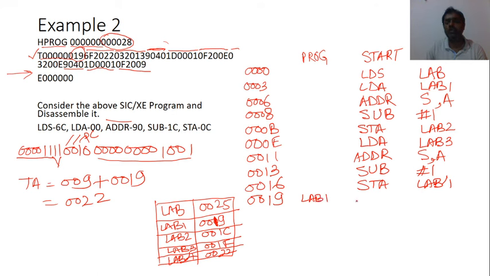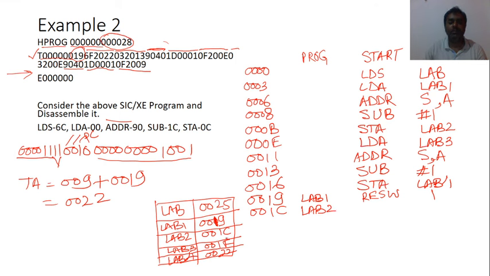Now if I am taking here reserved byte 3 or reserved word 1, then the next address will be 001C, and we know that at 001C there is a label. So if I am reserving 3 bytes here, that means I am writing here reserved word 1 or reserved byte 3, then the next address will be 001C, and at address 001C there is a label LAB2.